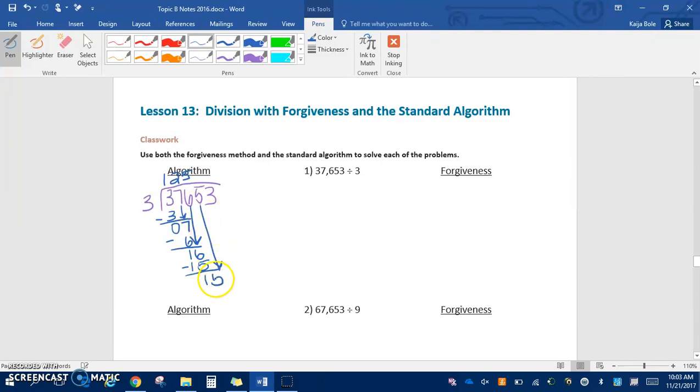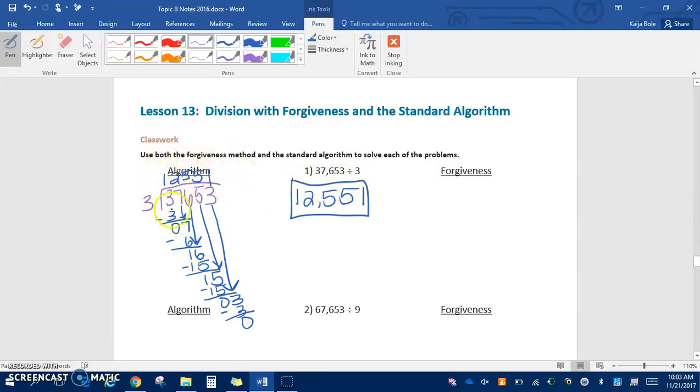Now we bring down the 5, and now we have 15. And like we saw before, we know 5 whole groups of 3 go into 15. So if we subtract 15, we get 0. We're not done. We still need to bring down that 3. And we know that one whole group of 3 goes into 3. So if we subtract 3, now we get 0 and we have no numbers left. So our answer is 12,551.